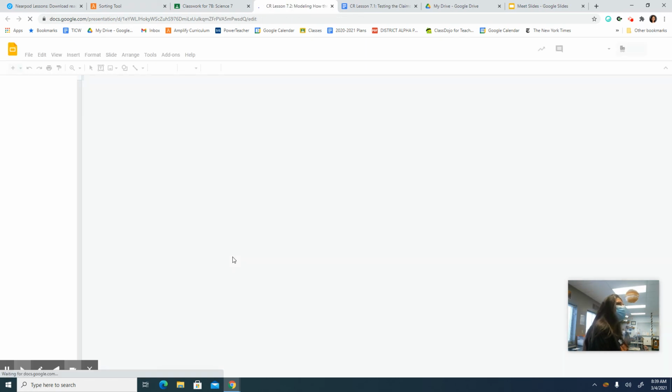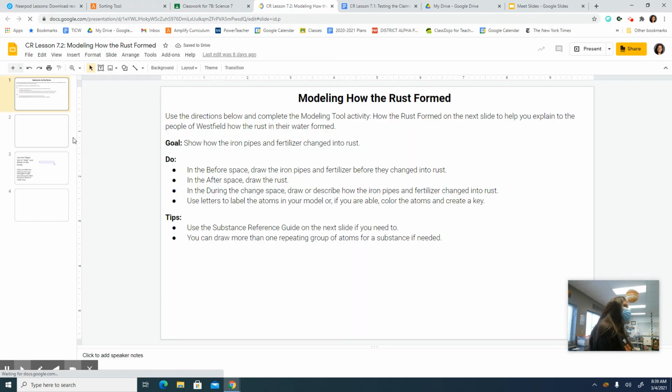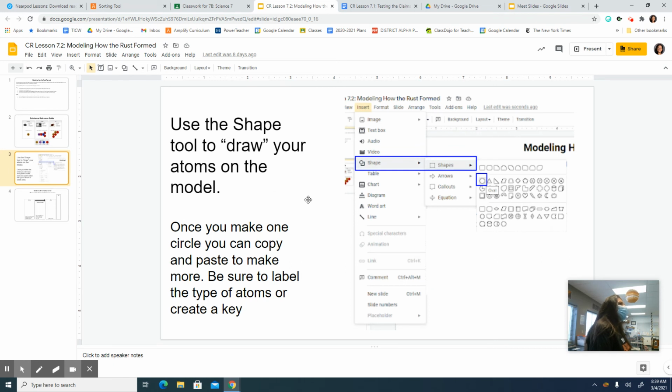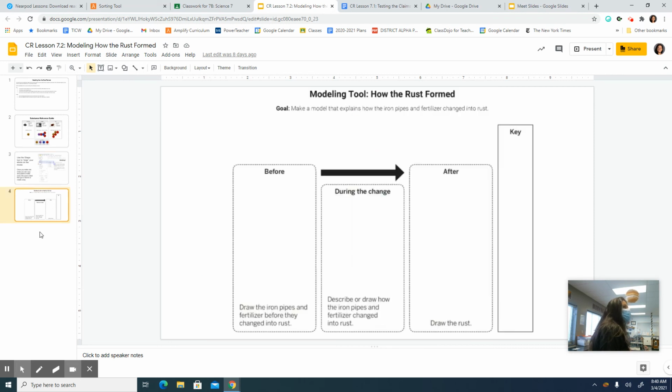Okay, so to give you a look, it's going to be a Google slide. The directions are here on the first slide. The second slide is giving you the atom groups for each of those. On the third slide, I explained to you how to draw a circle using Google Slides, okay? So to get your atoms, you're going to go to Insert, Shape, and pick the oval. Once you make one circle, you can copy and paste that circle as many times as you want to get your atoms. You're then going to put that onto this modeling tool.